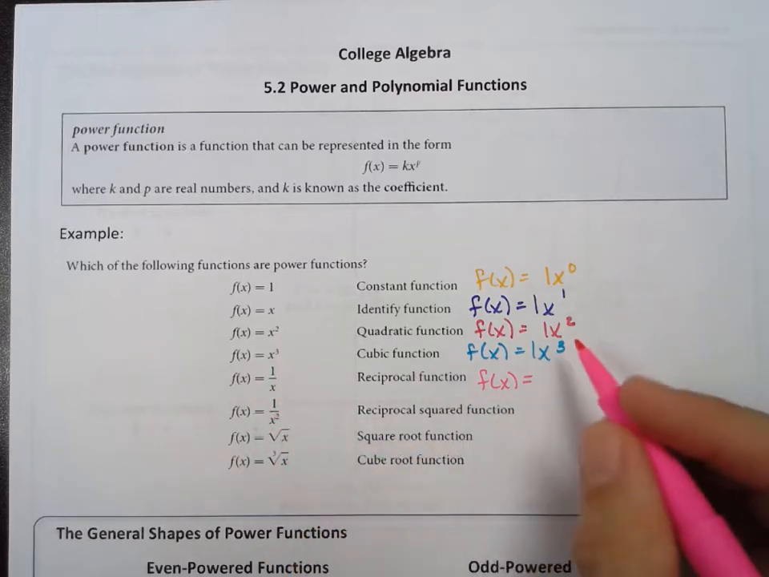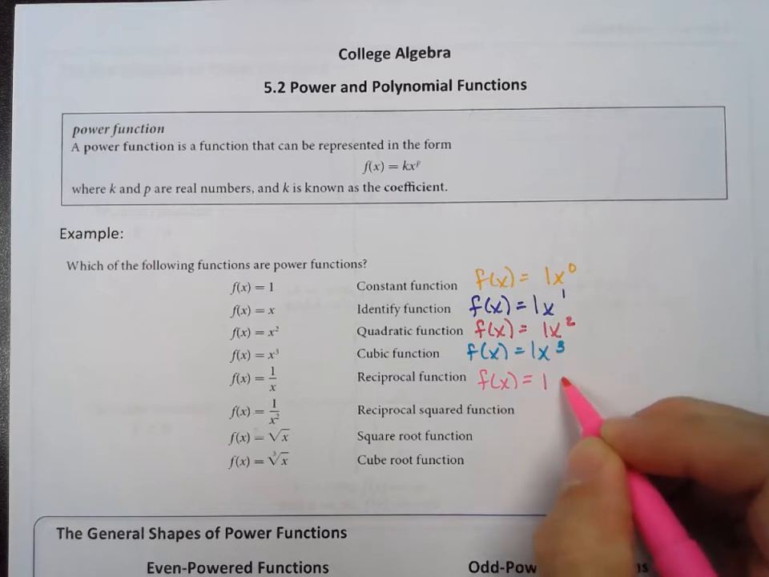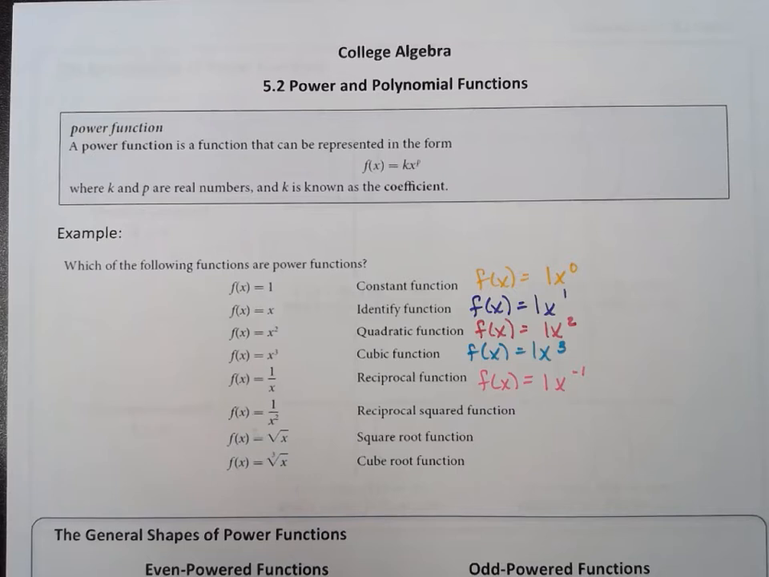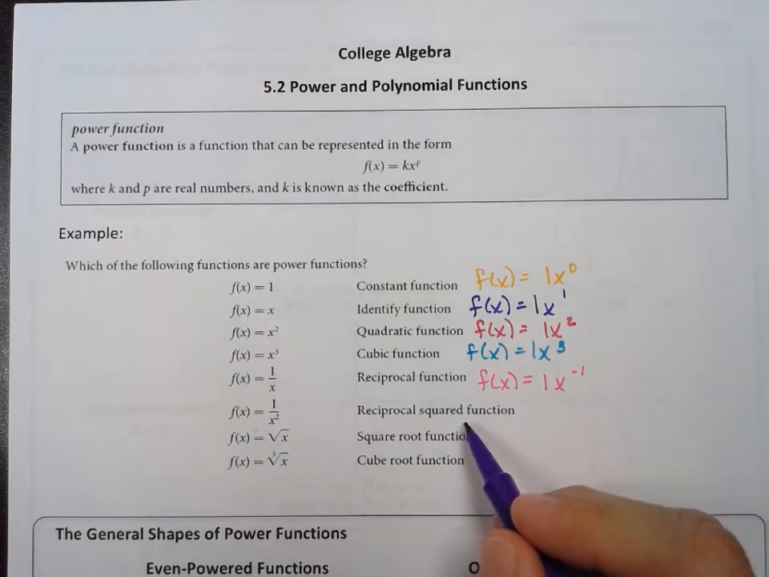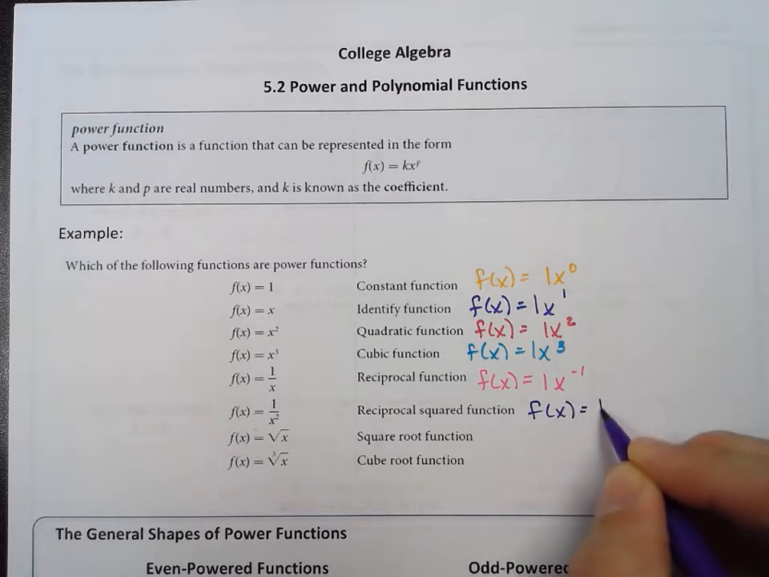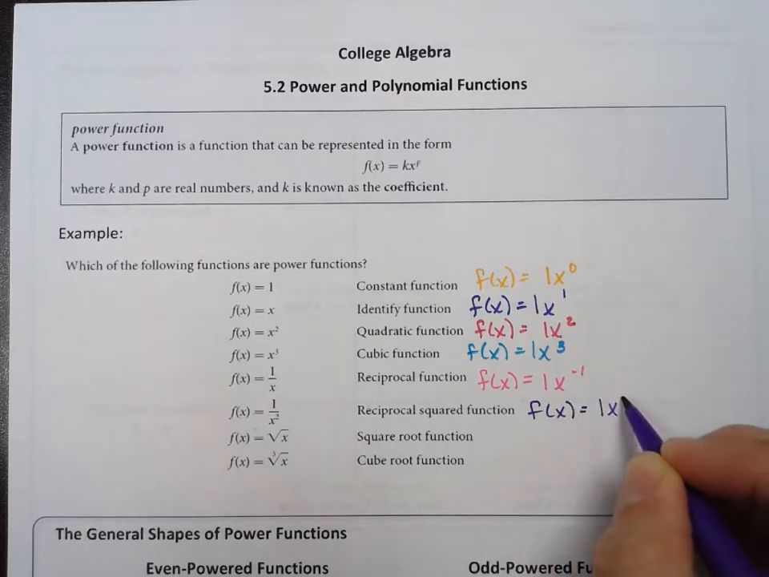So we have 1x to the negative 1 power. Then we have the reciprocal squared function. That works exactly like the last one. The function is equal to 1x instead of negative 1. This time we have negative 2.